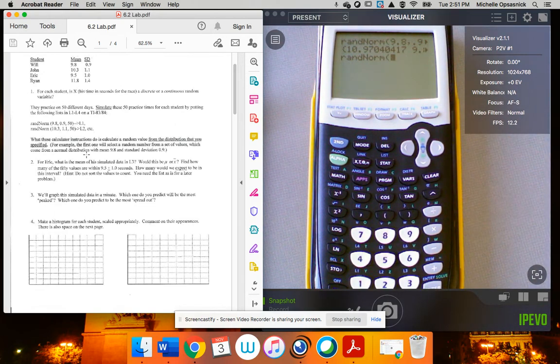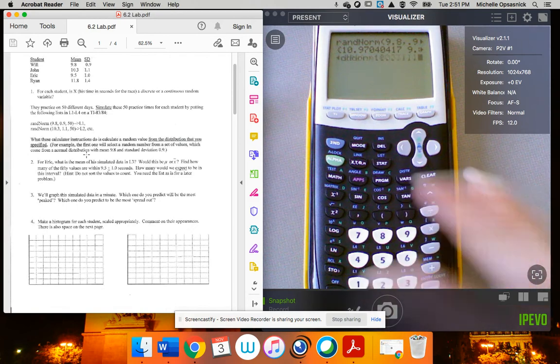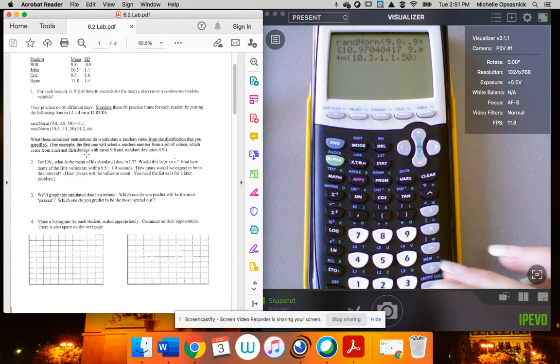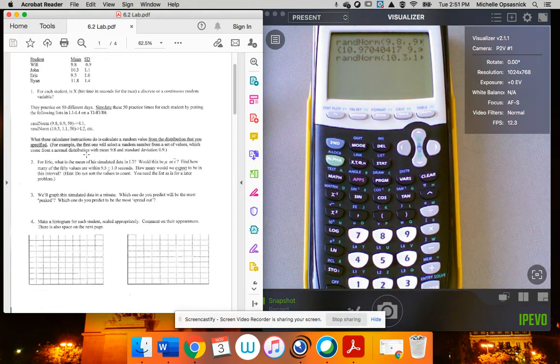Again, this is going to give us a normal distribution of numbers with mean of 10.3 and 1.1 for the standard deviation here for John. And he also races 50 times. We're going to store that in list 2. And it might be helpful for you here on your paper to just write down where you're storing everything. So like put a little L1 next to Will, a little L2 next to John, because eventually you're going to go ahead and sketch their histograms once you get all of your simulations in the calculator.